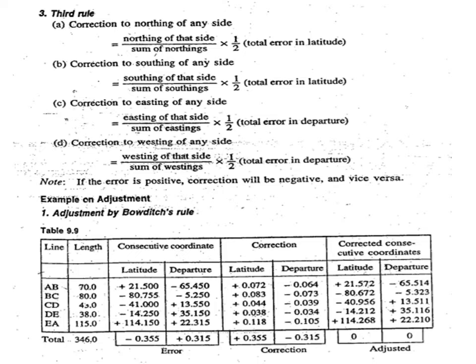Similarly, correction to easting of any side is calculated as easting of that side divided by sum of easting multiplied by 1/2 into total error in departure. Similarly, correction to westing of any side is calculated as westing of that side divided by sum of westing multiplied by 1/2 into total error in departure. If the error is positive, the correction will be negative and vice versa.